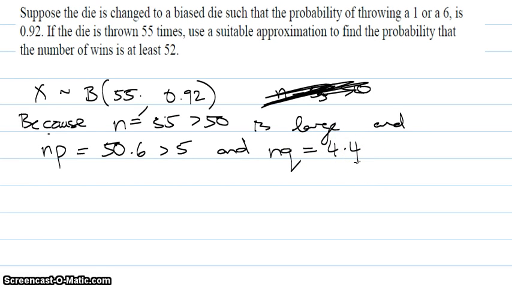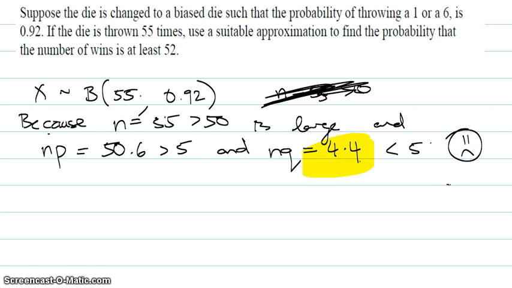Ooh. So what does that mean? That means that whoever set this question has done a very, very bad job, because this one here means that I shouldn't be able to use my normal approximation. So this is too small. This is less than 5, and that makes us unhappy. So we can't carry on any further.